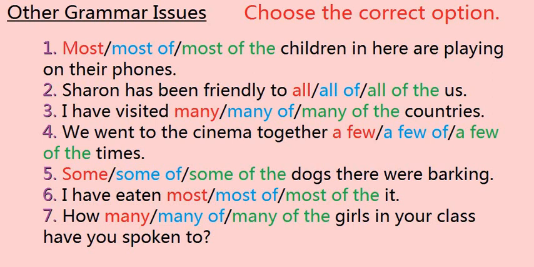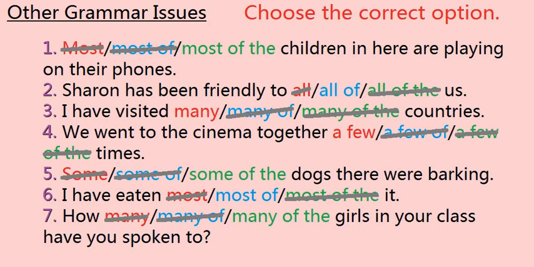Let's look at the answers. So the first one should be most of the children in here are playing on their phones. We use most of the because in here implies specific children. 2. Sharon has been friendly to all of us. We use all of because us is a pronoun. 3. I have visited many countries. Okay, this is a simple one because we're not specifying which countries, just very general.